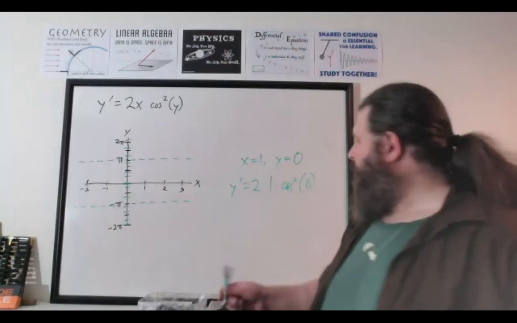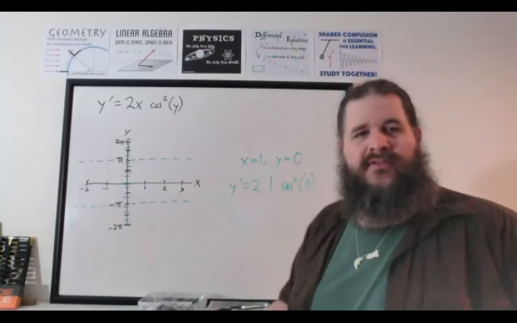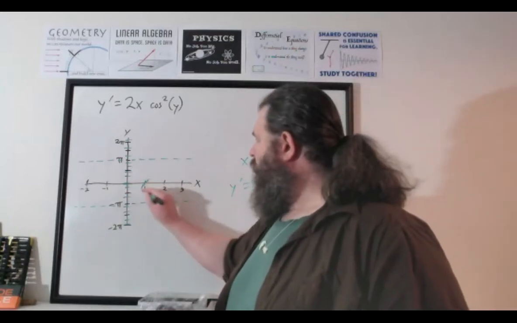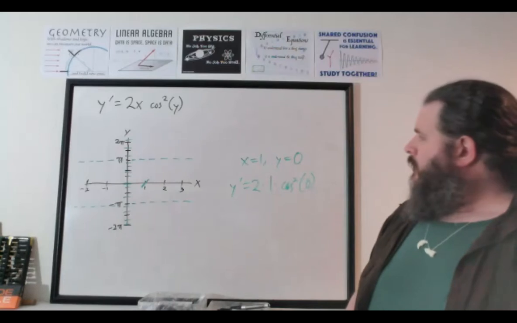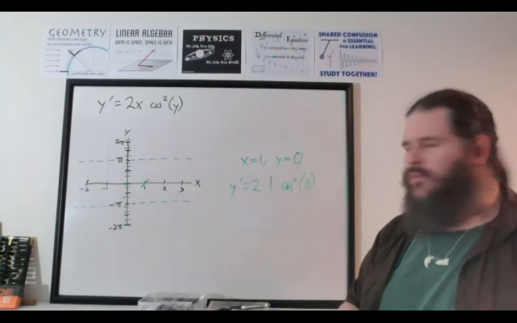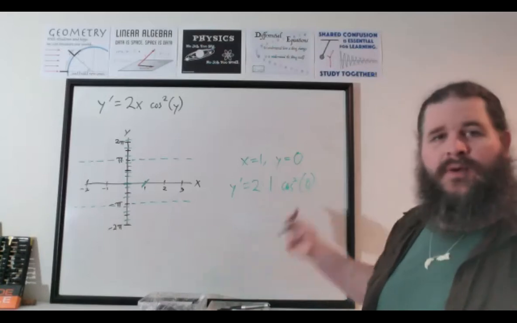Yeah, it should be 2. 2 times 1 times 1, because cosine of 0 is just 1. So at the location 1, 0, the slope is going to be 2. And where else would we get the exact same result? What other y value would lead to cosine squared y being just 1?